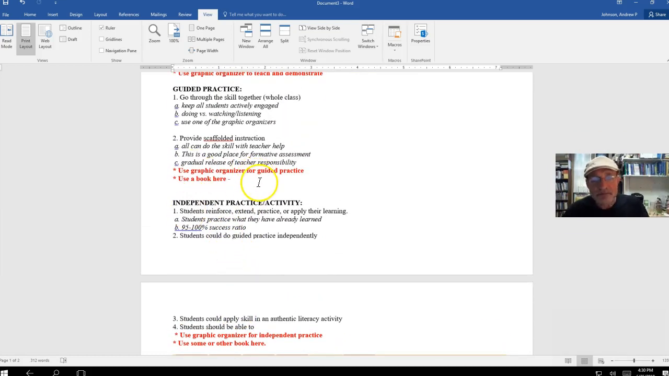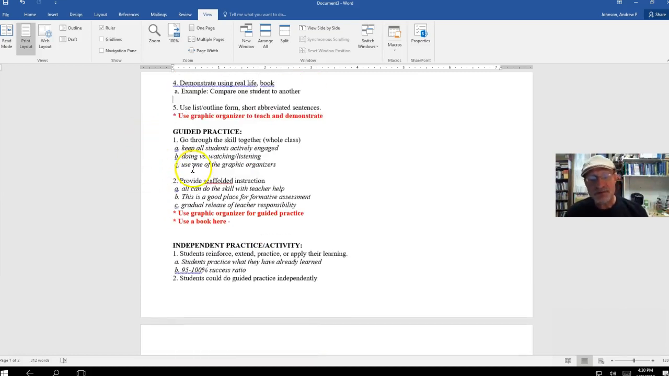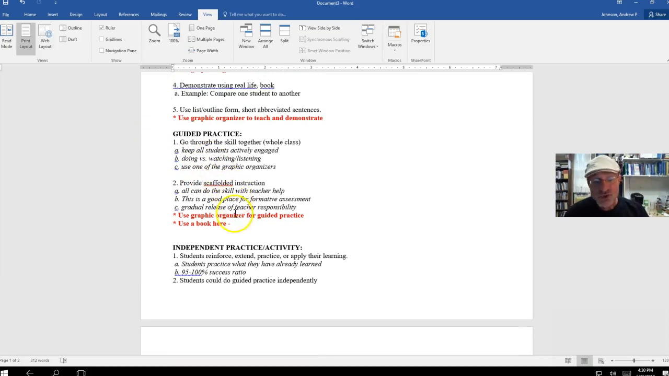So use a book here, use a graphic organizer, so you're going to do it together, boys and girls. And sometimes people do one here, sometimes they do two. Fill in the chart together, the graphic organizer together. Turn to a neighbor, what do you think should be here?